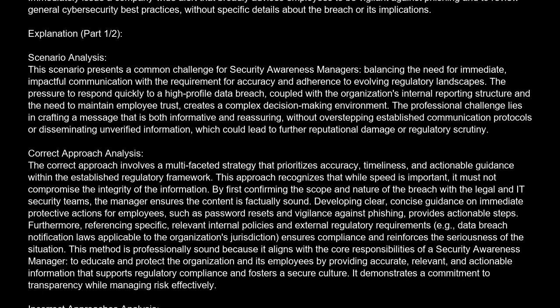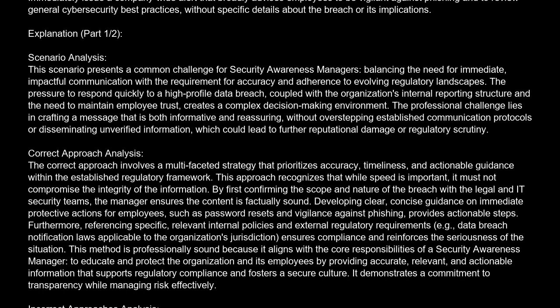Developing clear, concise guidance on immediate protective actions for employees, such as password resets and vigilance against phishing, provides actionable steps. Furthermore, referencing specific, relevant internal policies and external regulatory requirements, e.g., data breach notification laws applicable to the organization's jurisdiction, ensures compliance and reinforces the seriousness of the situation.